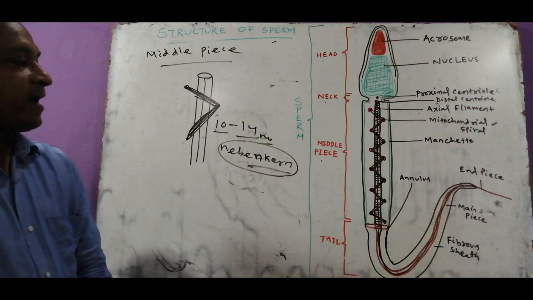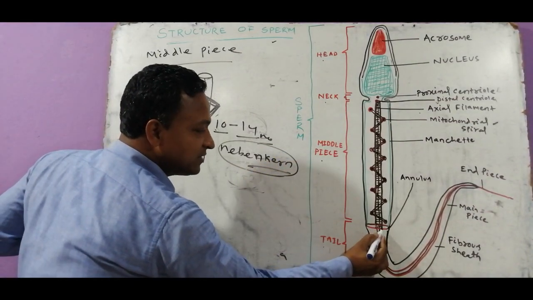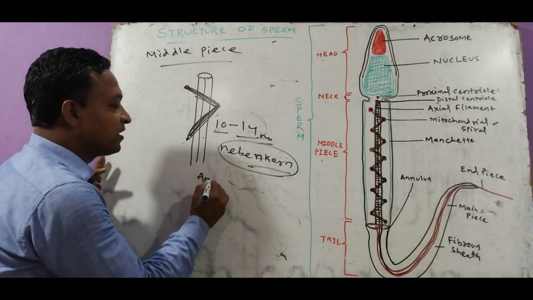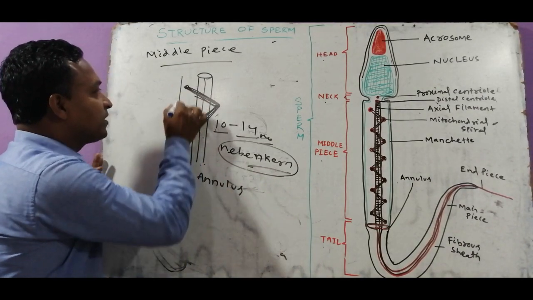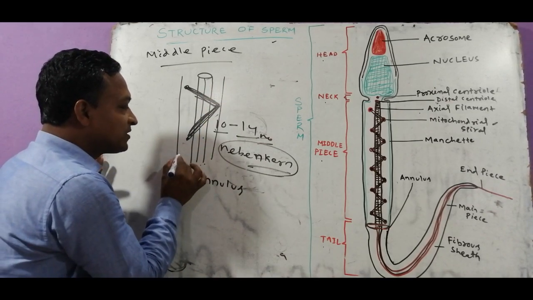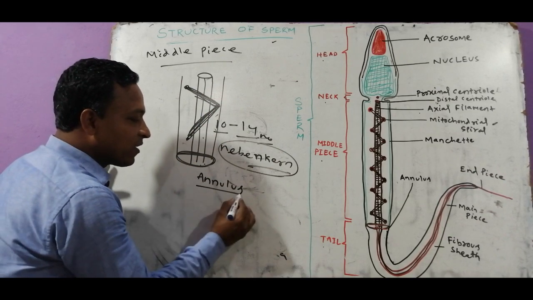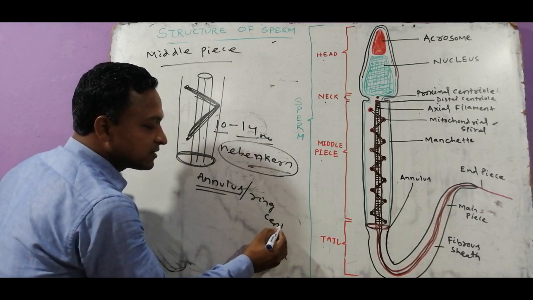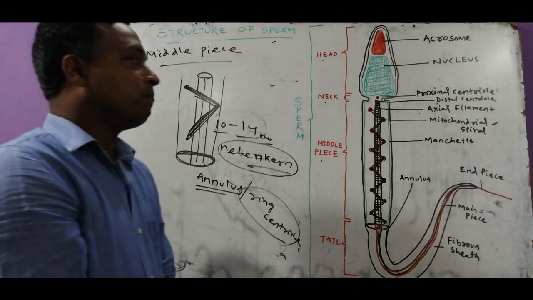And at the end of the middle piece, the axial filament forms a ring. We can call that the annulus. Towards the end of the middle piece, the axial filament forms a ring, and we can call that the annulus or ring centriole. That's the basic fundamental part of the middle piece.